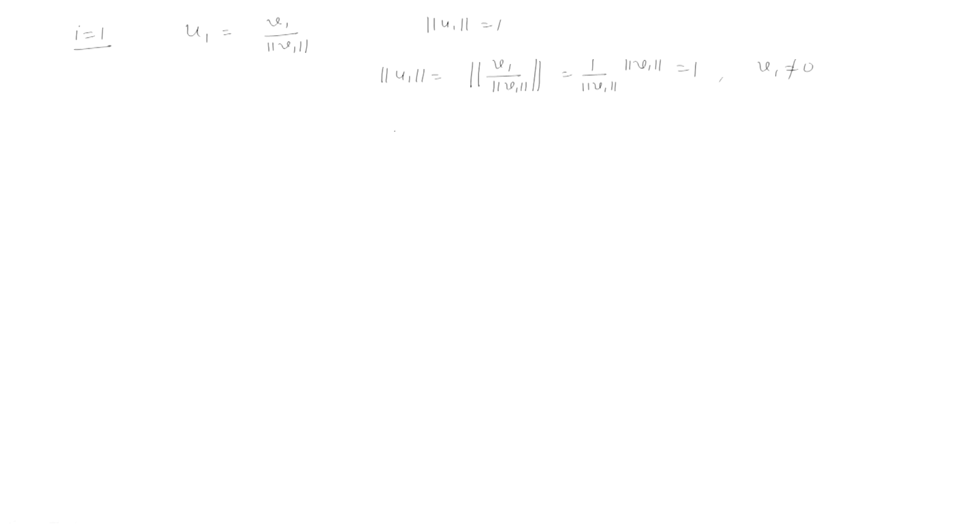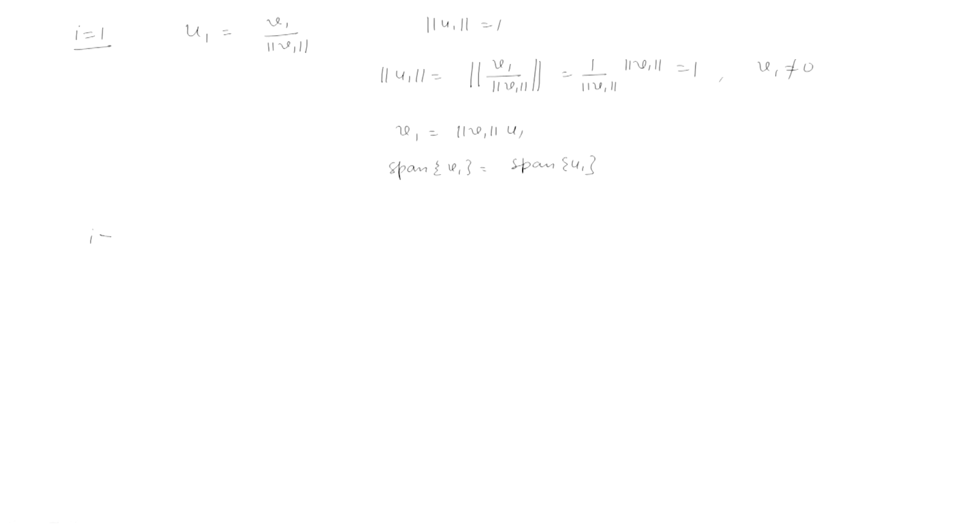And now, since V1 equals the norm of V1 times U1, we can easily say that the span of V1 is equal to the span of U1, because it is some scalar multiplication of U1. Whatever span V1 is creating, the same span is spanned by the vector U1. So, we have proved this result for i equal to 1. Now, we will assume that it holds for i minus 1. Now, we have to show that it also holds for i.